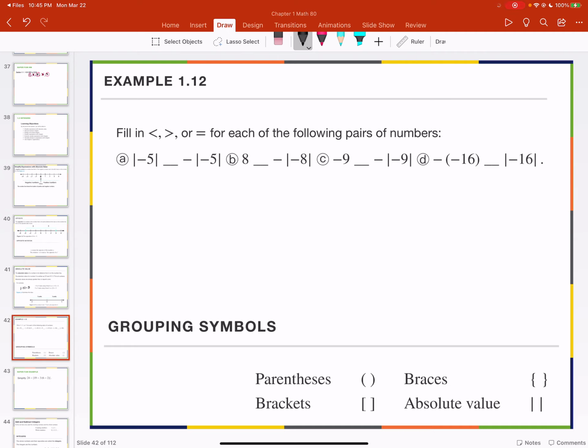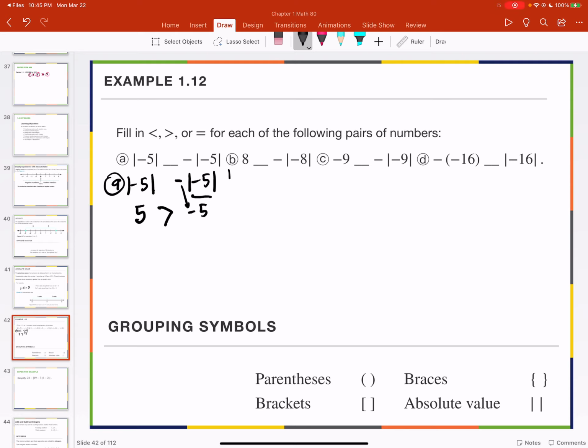Okay, so now let's go through some simplification, right? Let's do some comparing here. Let's say you have the absolute value of -5 and you want to compare it to the opposite of the absolute value of -5. If I simplify, this becomes 5. This part right here becomes 5, but the negative doesn't change. So this is actually -5. So this would be greater.